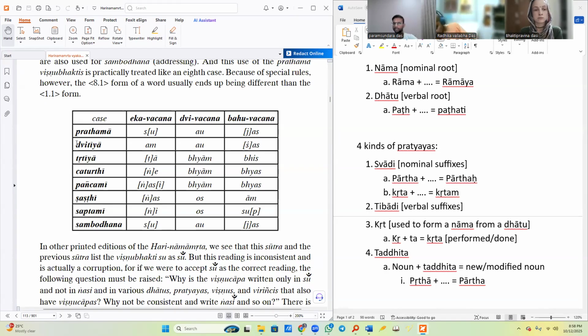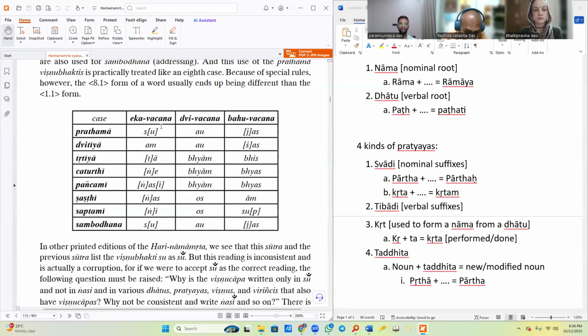I'll explain this maybe in the next session. We'll discuss this in brief. Then second ending, Am, Au, Shas, similarly third, fourth, fifth, sixth, seventh, and then the last is Sambodhana. Their meanings will be elaborately discussed in chapter 4 of this book, but we will go through it briefly so that we get some idea of it.